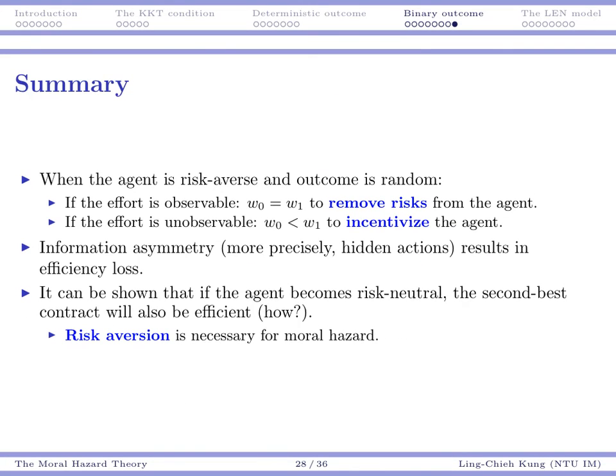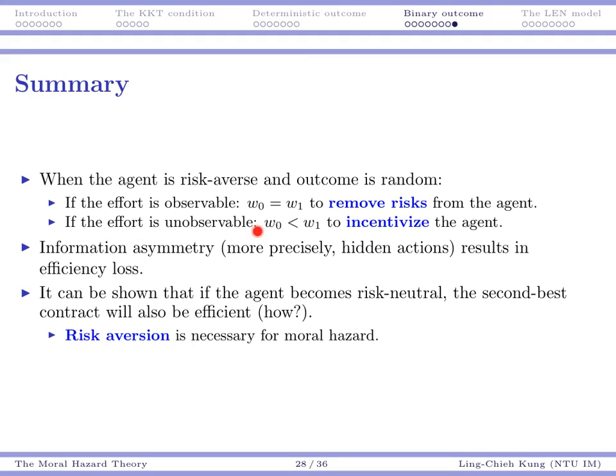So, quick summary. When the agent is risk-averse and the outcome is random, then whether the effort is observable really makes a difference. When the effort is observable, then we don't really have the moral hazard problem. All we need to do is to set the two payments to be the same, to remove risk from the agent. That's the most important thing to do in this scenario, because the agent does not like risk. So the principal takes all the risk. Then the system would be efficient, and the principal can earn the most money.